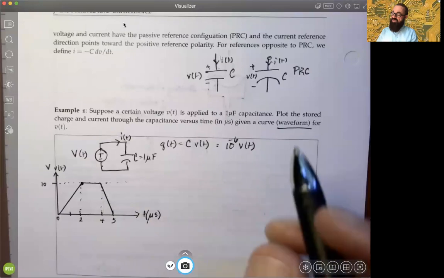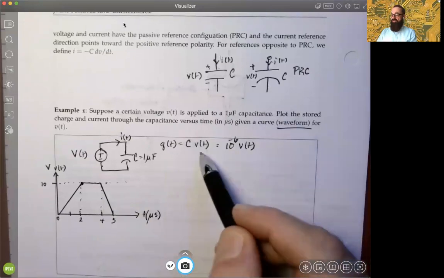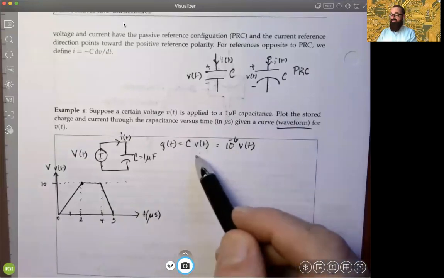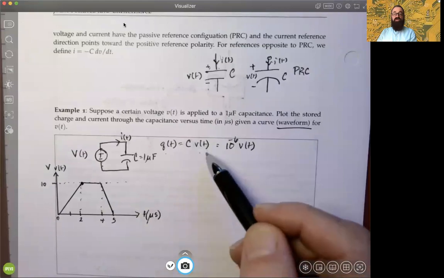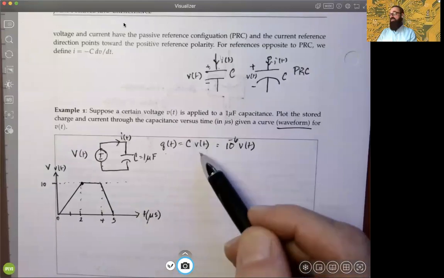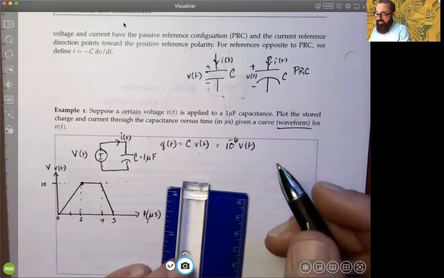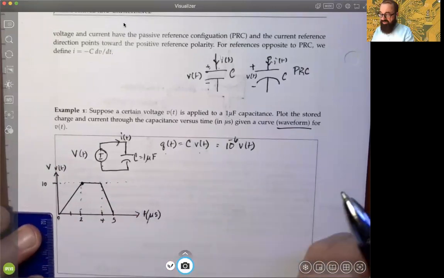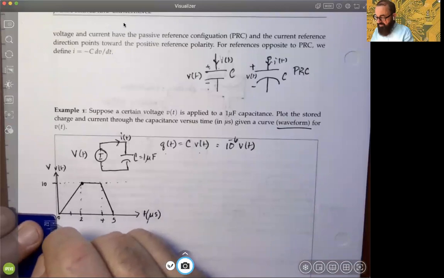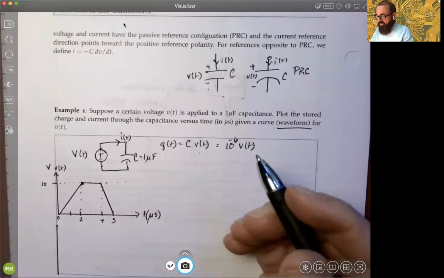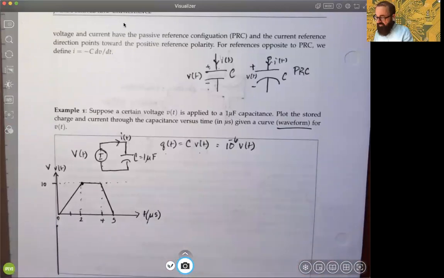Well, the nice thing is we know from our law here for capacitance that the charge is just a scaled form of the voltage. It's just C times V of t. So the shape of the curves will be exactly the same. And so maybe what we'll do is we'll sketch it right underneath. So there'll be no change in the shape. The difference will be the units in the y-axis, okay?